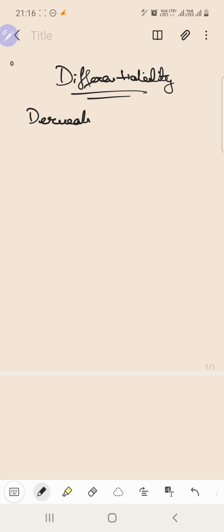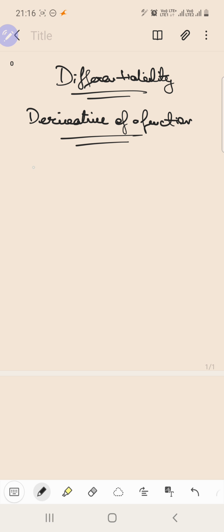Okay, so in this particular lecture, we will be talking about differentiability. Before learning differentiability, we need to understand what is the derivative of a function. So, let us first understand that.